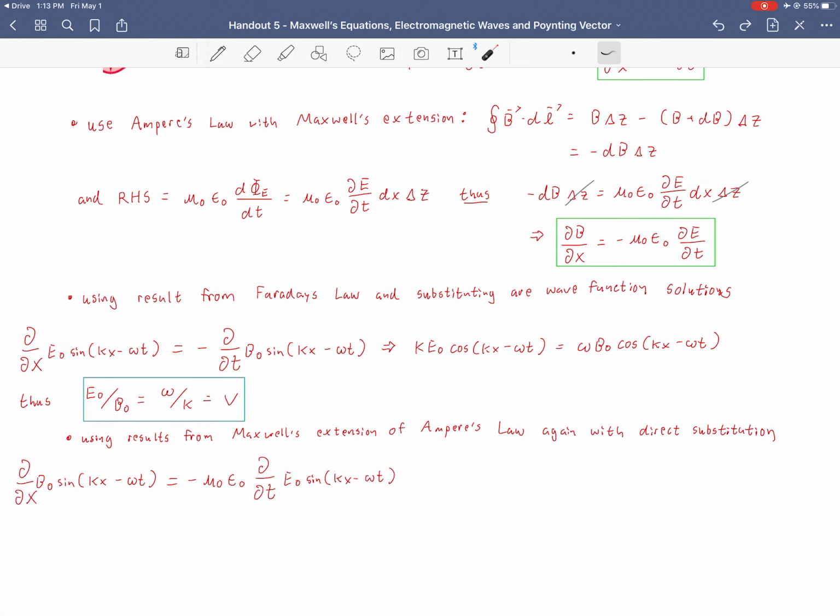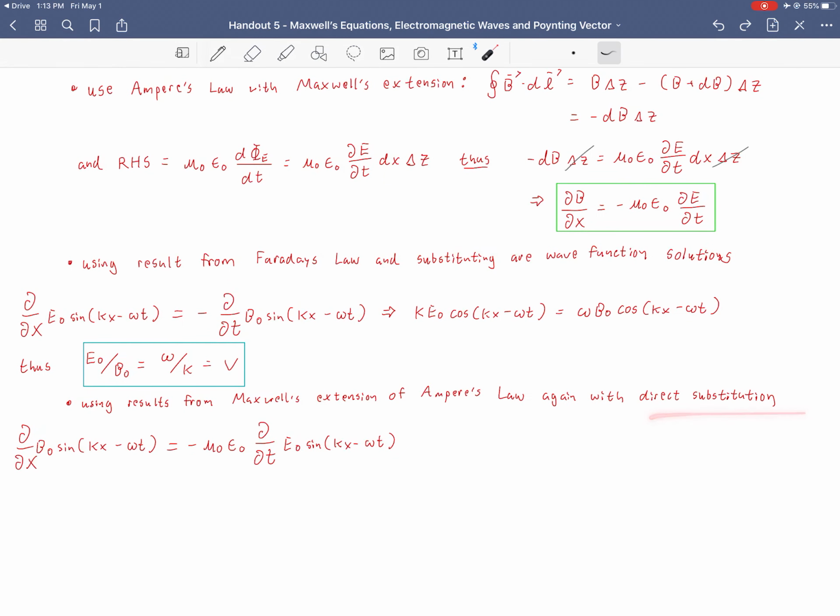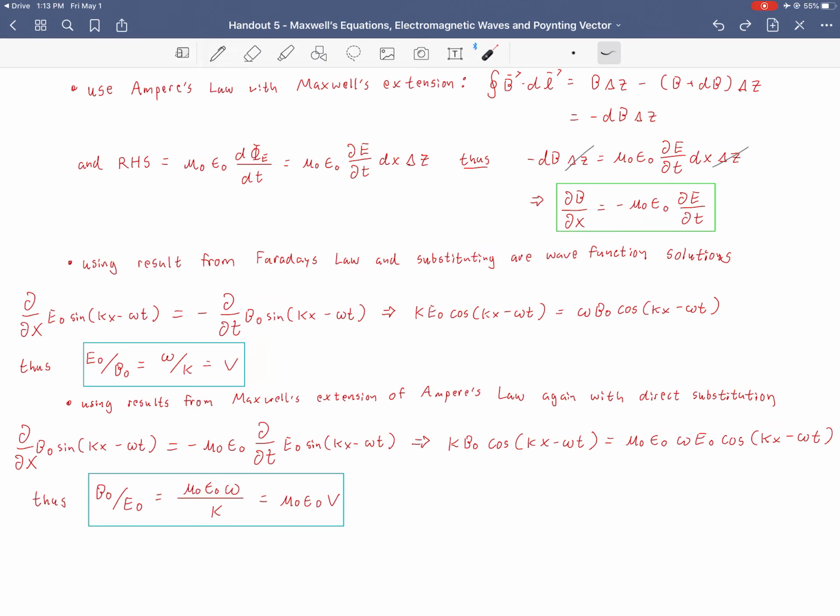Now we're going to do the same thing with Maxwell's extension of Ampere's law. Again, use direct substitution. I just do the derivatives, clean up the negatives and the chain rule and all that business. There we go. So what does that tell us? If that solution is true for all values of t, then this must be the case. Now I have these two constraints, and they both have a v in them.